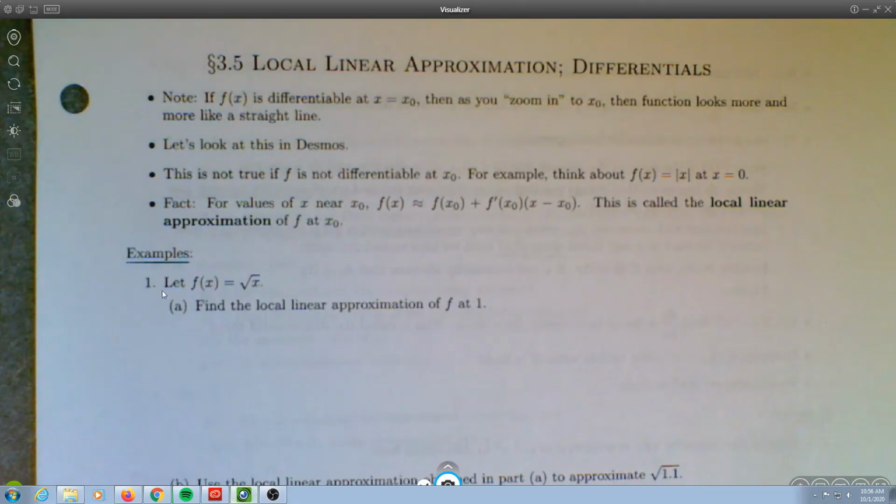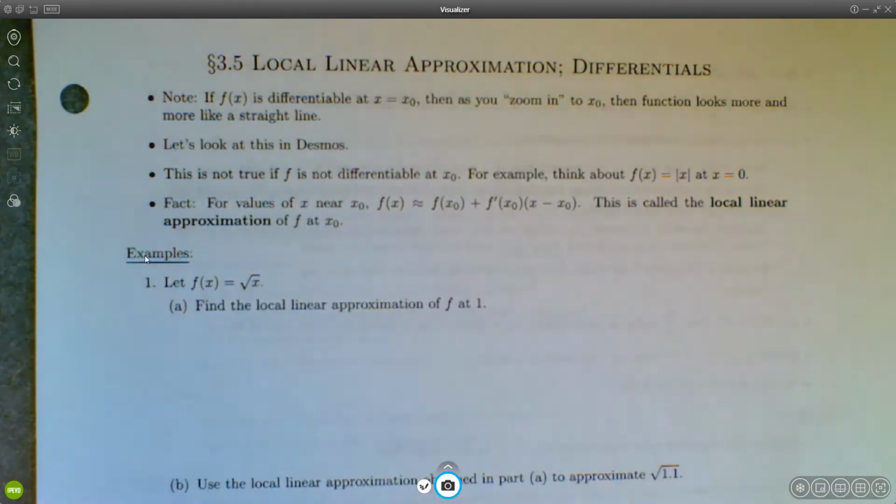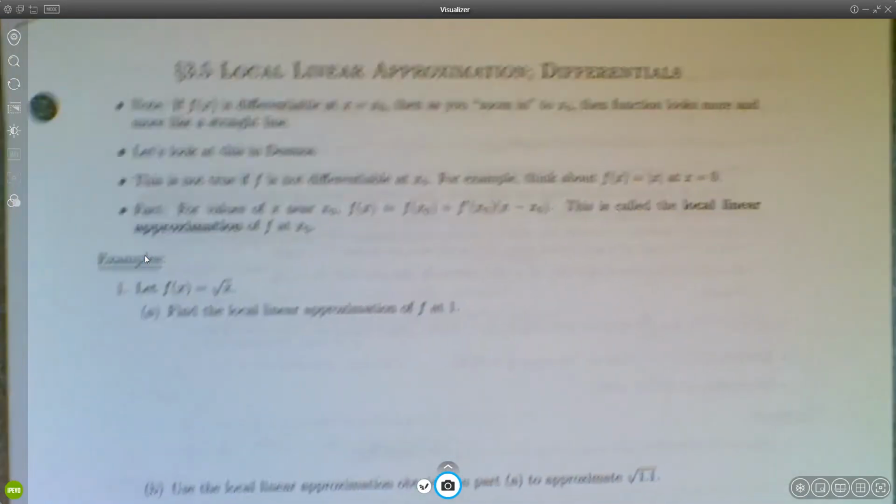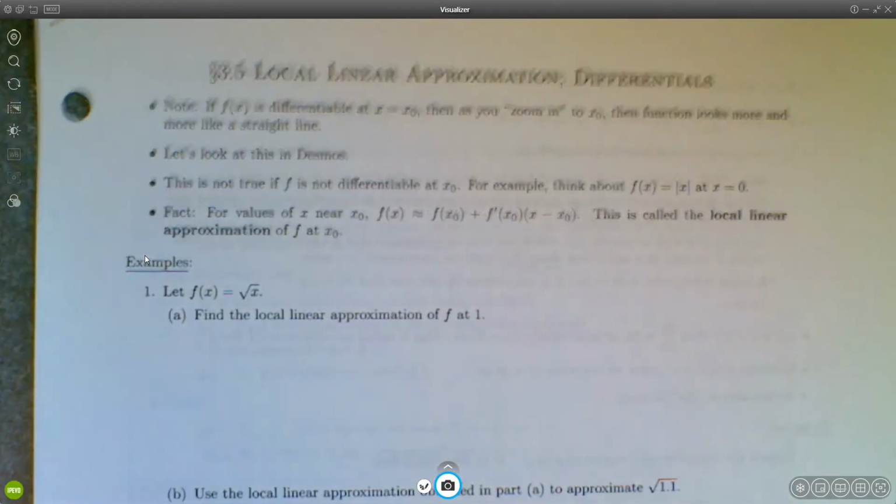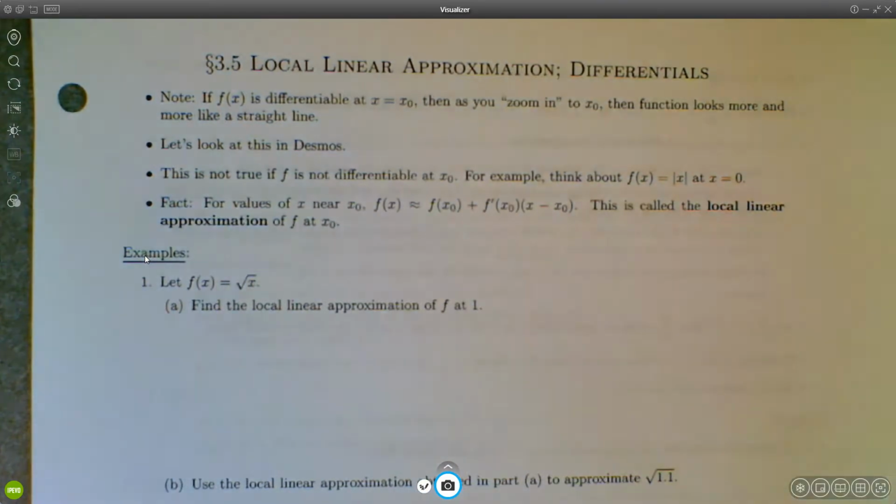All right, on to 3.5. Okay, so 3.5 is about local linear approximation and differentials. So let's get to it.